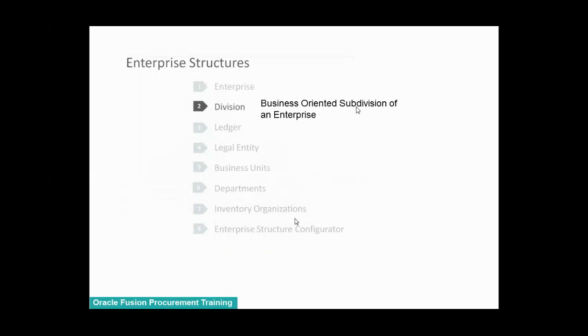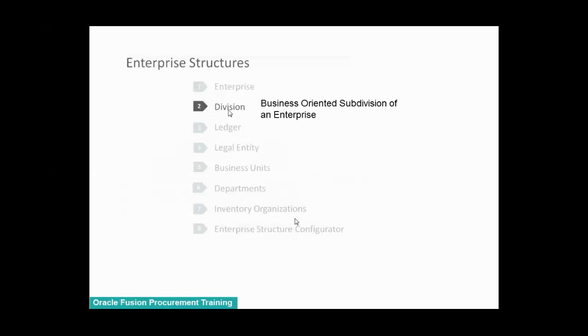In case of EBS, we can create multiple business groups. Either you can create a single business group or multiple business groups. But in Fusion applications, only one enterprise is allowed to be created. There is no business group here. Here we call it an enterprise. Enterprise is the main umbrella, and all our other businesses come under the divisions.